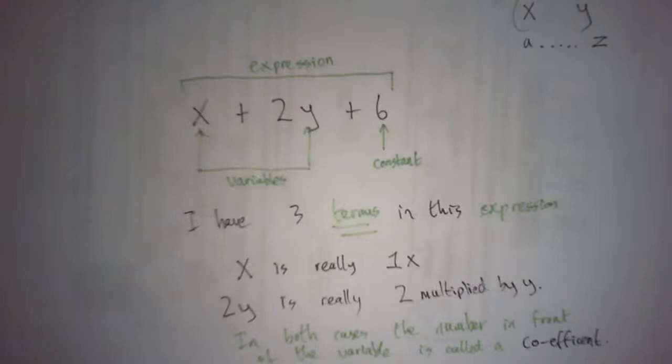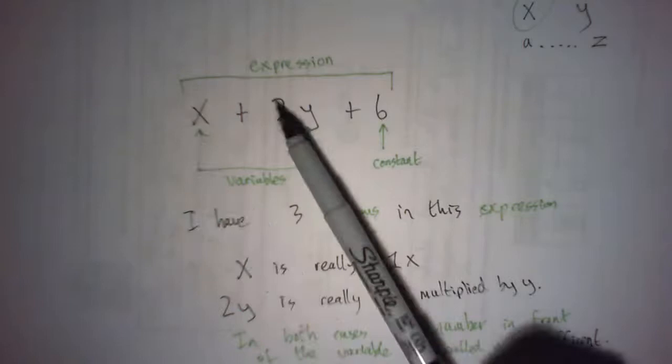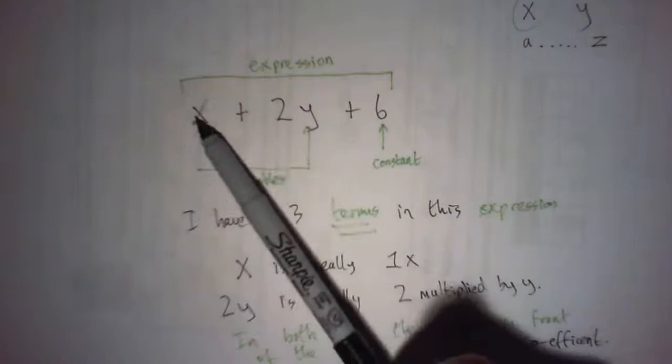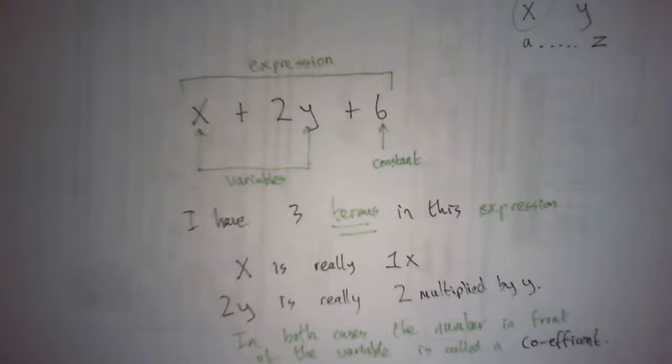Quick review. This is an expression, this is a constant, those letters are variables. There are three terms in this expression. Two of those terms which contain variables have coefficients. They're the numbers in front of the letters. In this case, the coefficient is a positive 1. In this case, it's a positive 2. What does a coefficient mean? It means you multiply the coefficient by whatever the variable is going to be to get the actual term. Okay? And that was it.